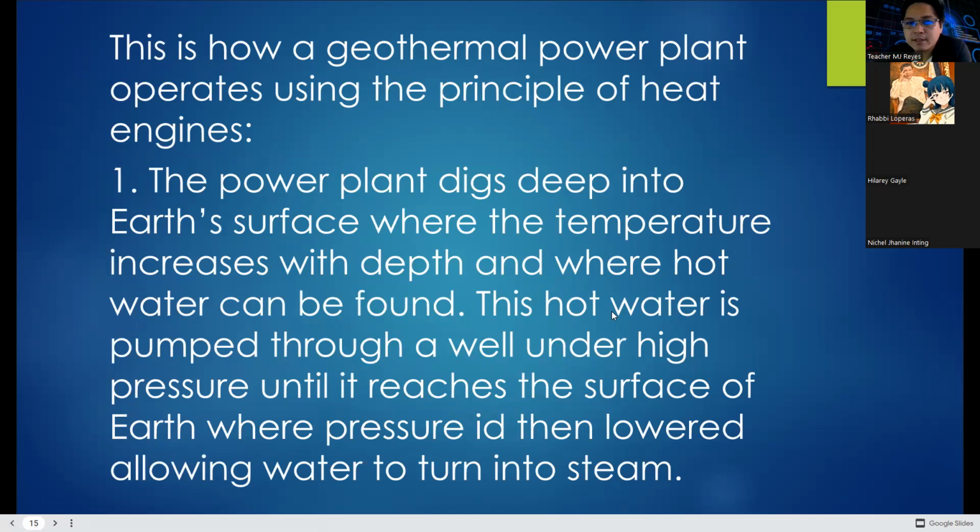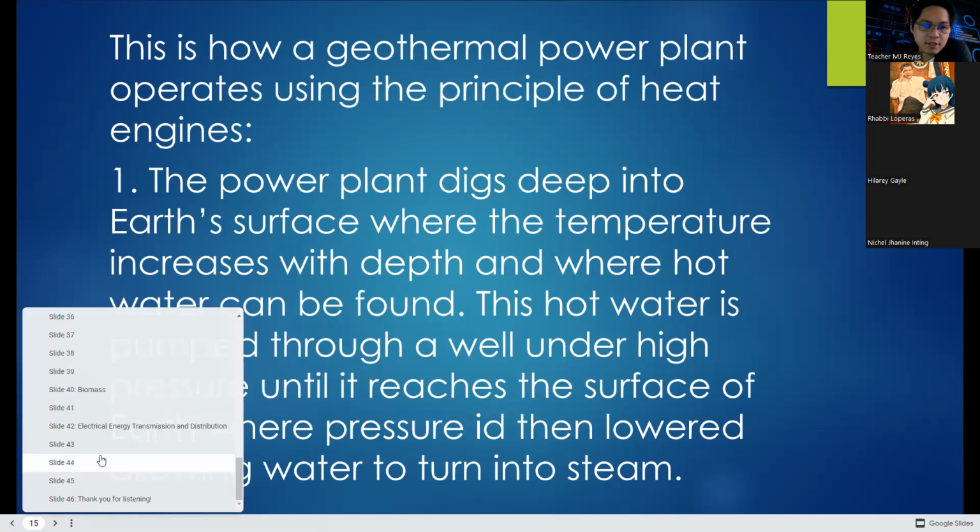The power plant digs deep into Earth's surface where the temperature increases in depth and where hot water can be found. This hot water is pumped to a well under high pressure until it reaches the surface of the Earth, where pressure is then lowered, allowing water to turn into steam. So we now have steam in the process.